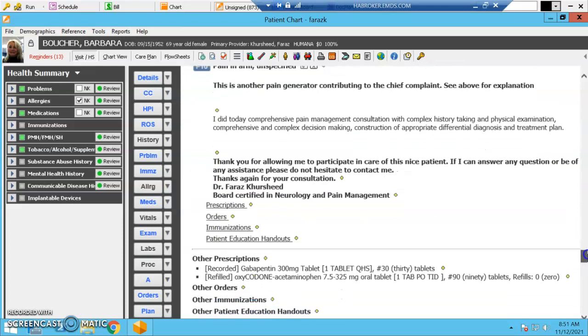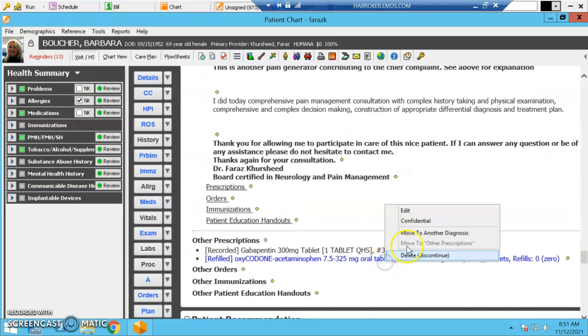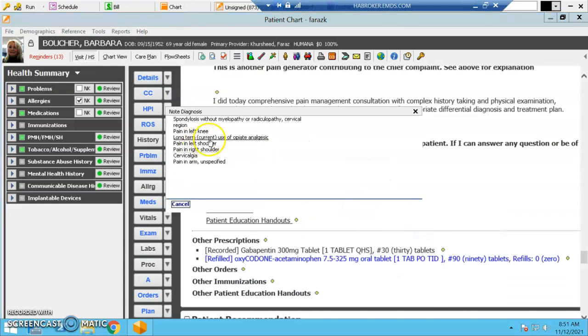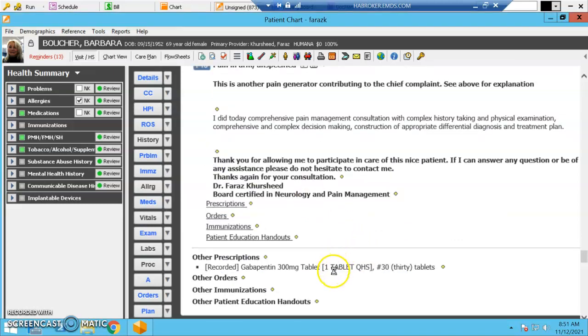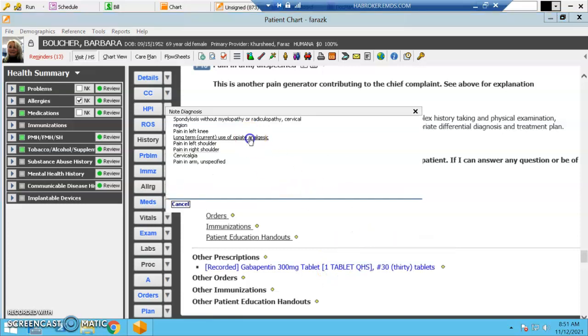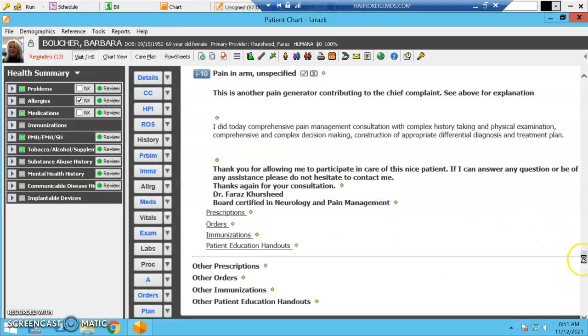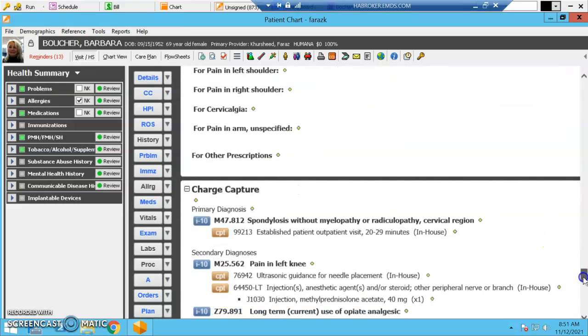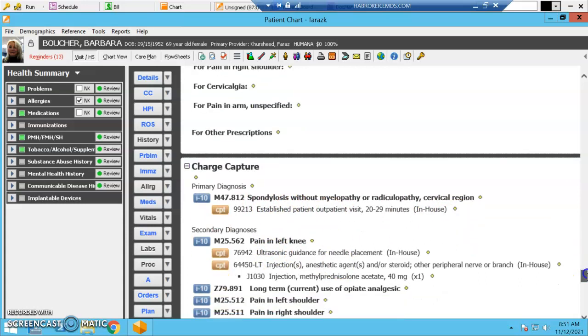These medications are kind of free floating. They go to this one, long-term current use of opiate analgesics, so put these under that. The first code is the level of service under the first ICD-10 code, and then after that the injection code, which is pain in the left knee, and then the third one is a medication.